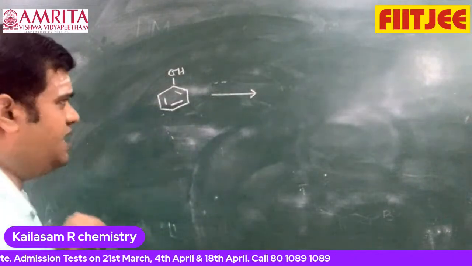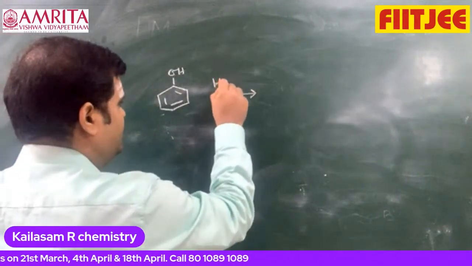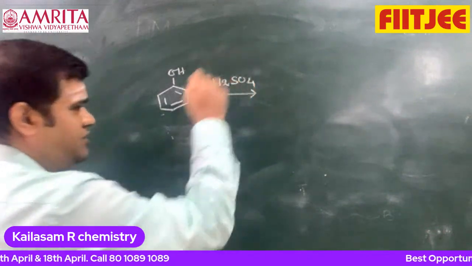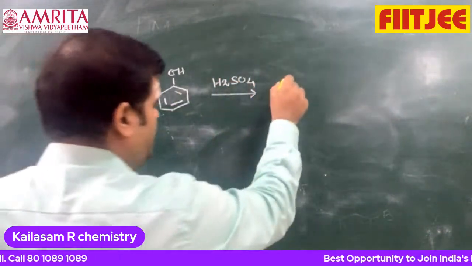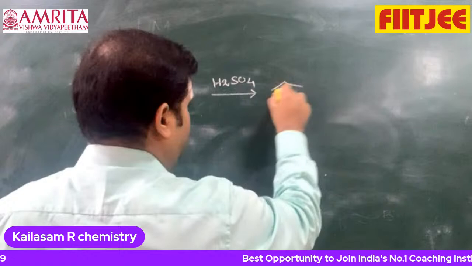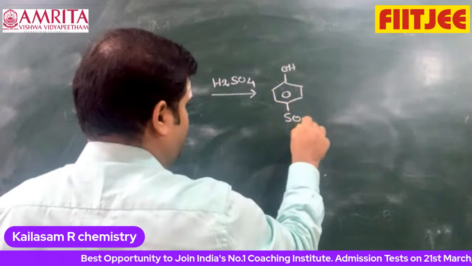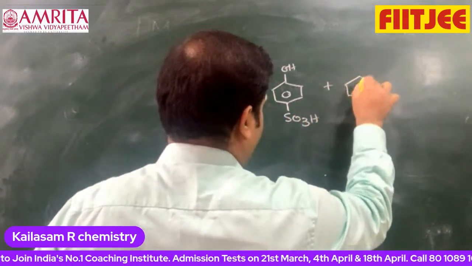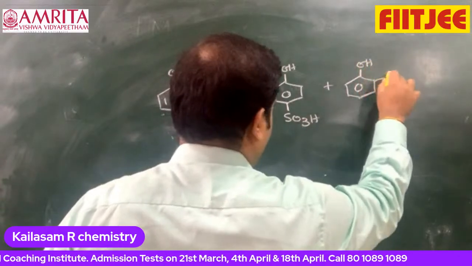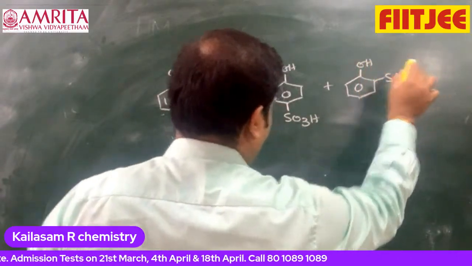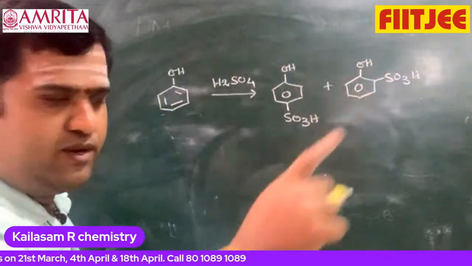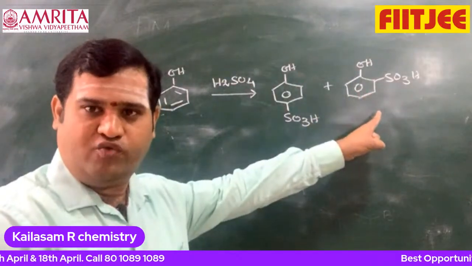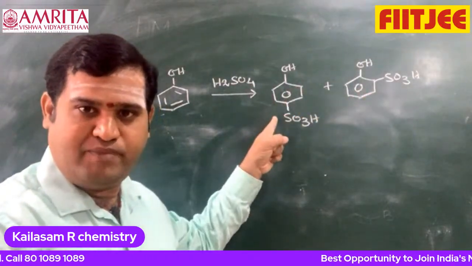Now, very simple. I'm going to use sulfuric acid, H2SO4. This process is called sulfonation. In sulfonation, what you are going to get is OH, SO3H plus OH, SO3H. Please keep it in mind: at low temperature, ortho is favored; at high temperature, para is favored.